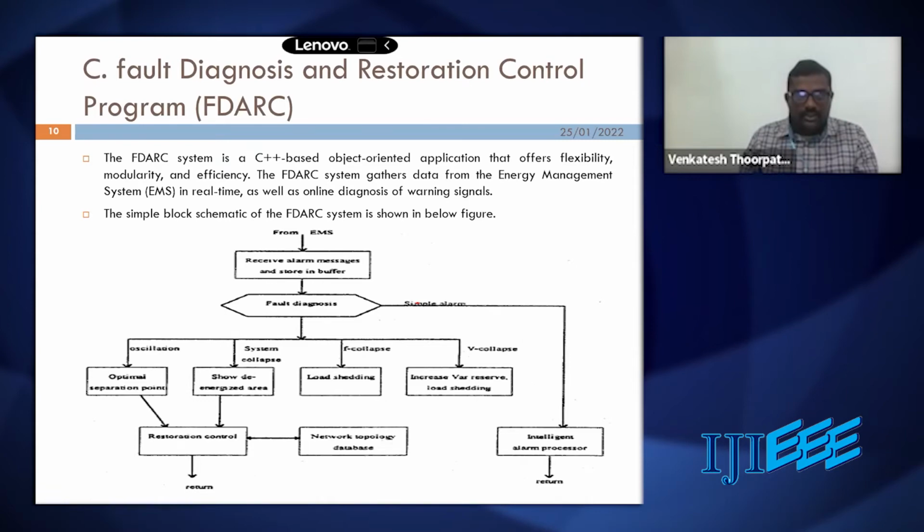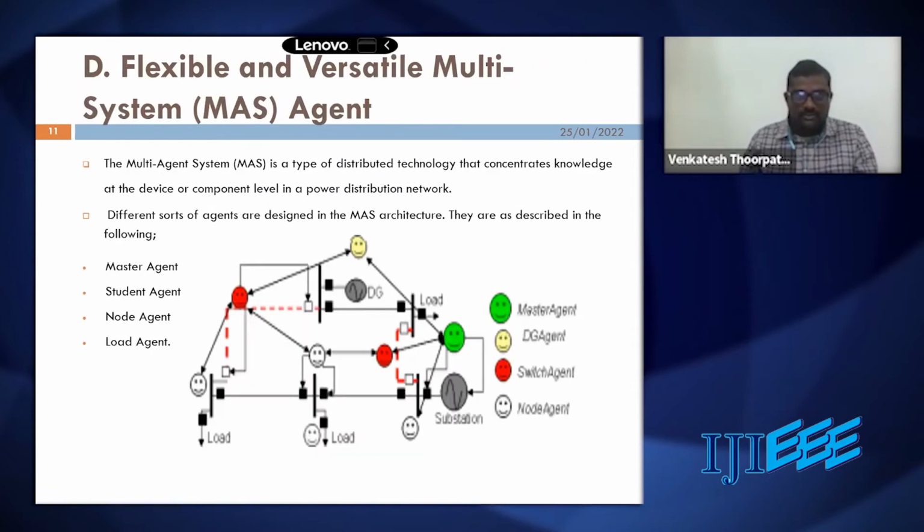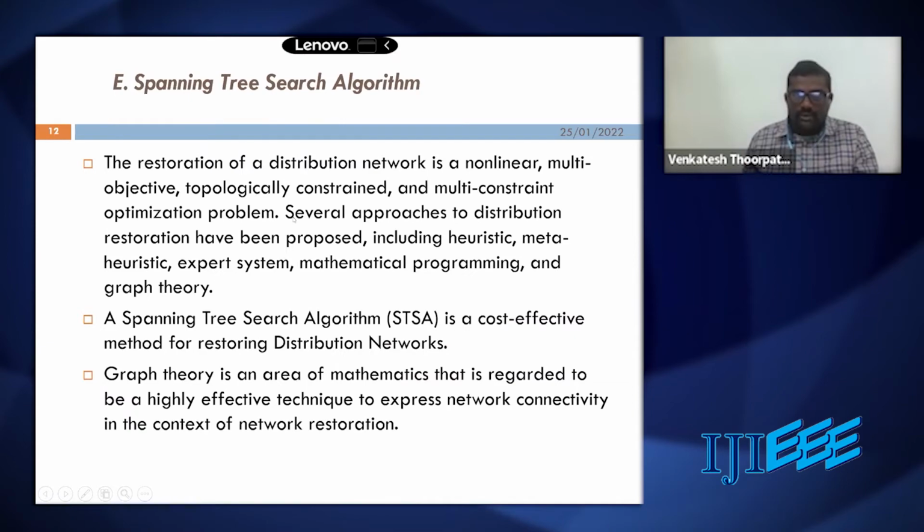Another method is the multi-agent system. There are many agent systems available to collect data and detect faults where the system may go into faulty conditions. Some explanation is given in this slide on how the restoration works. The distribution network is a non-linear, multi-objective, topologically constrained, multi-constraint optimization problem. Several approaches to restoration have been proposed.